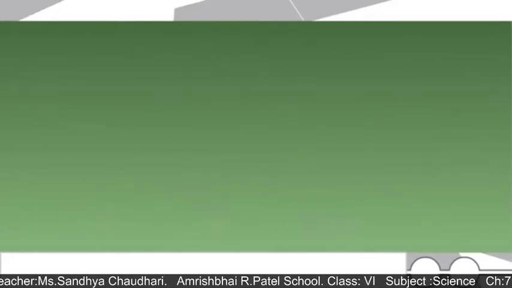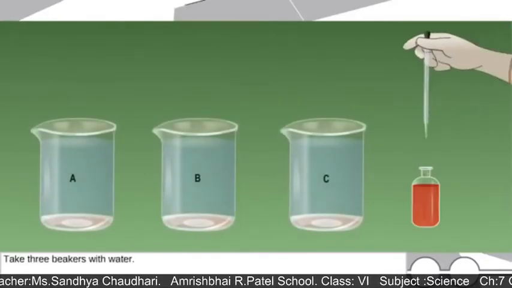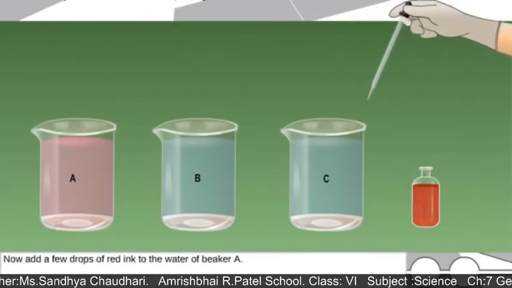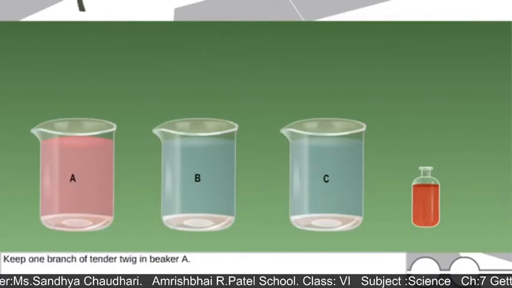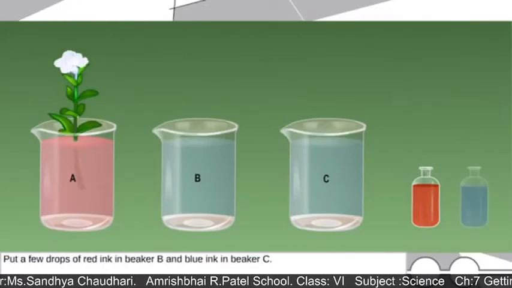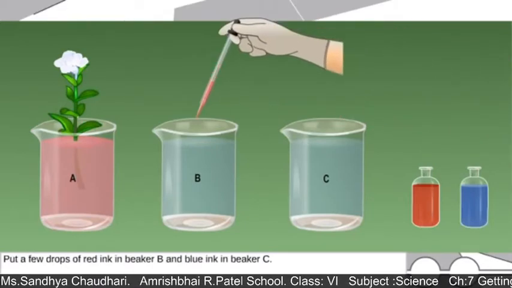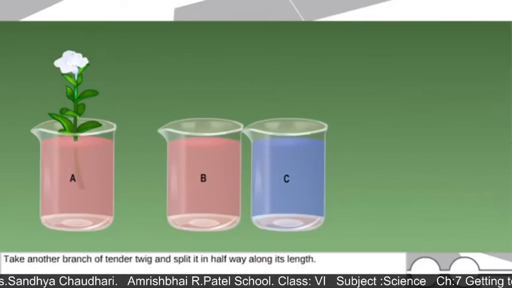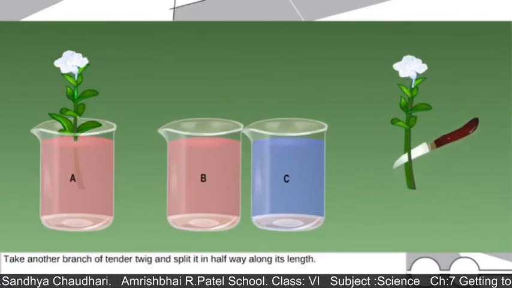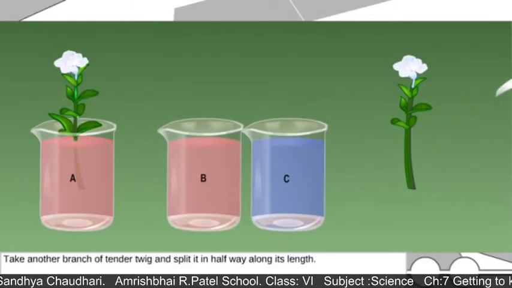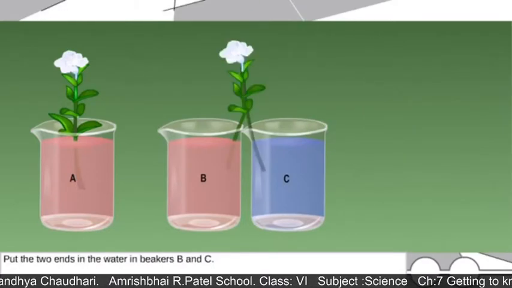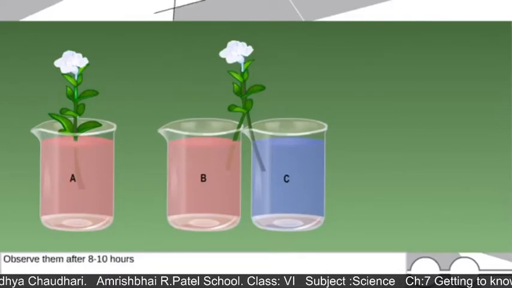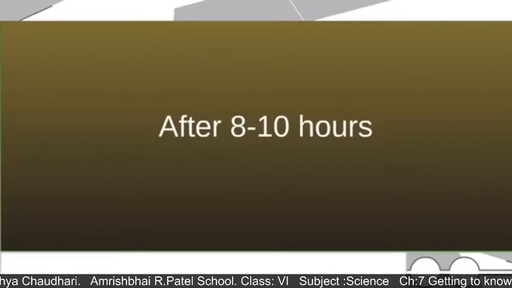Method B. Take 3 beakers with water. Now add a few drops of red ink to the water of beaker A. Keep 1 branch of tender twig in beaker A. Put a few drops of red ink in beaker B and blue ink in beaker C. Take another branch of tender twig and split it halfway along its length. Put the 2 ends in the water in beakers B and C. Observe them after 8 to 10 hours.